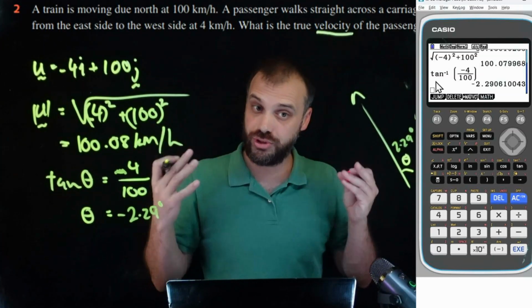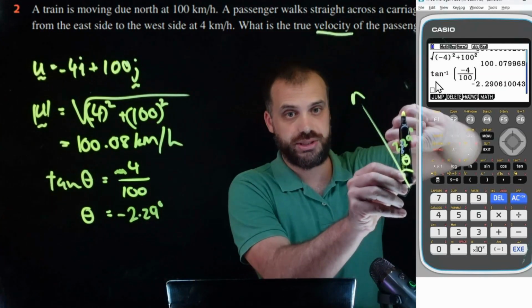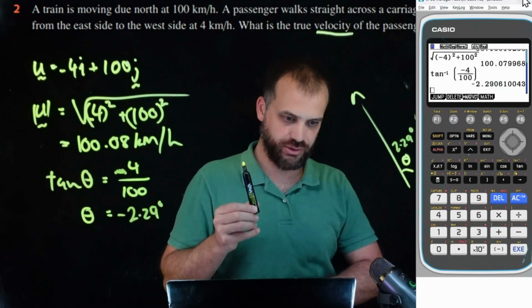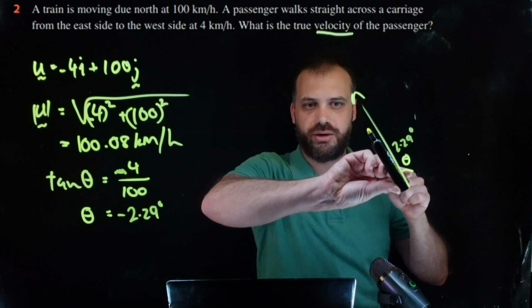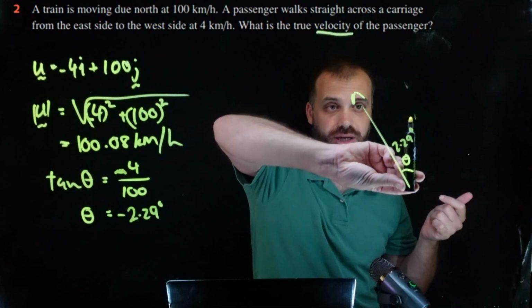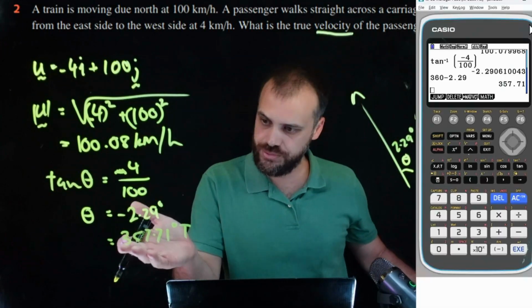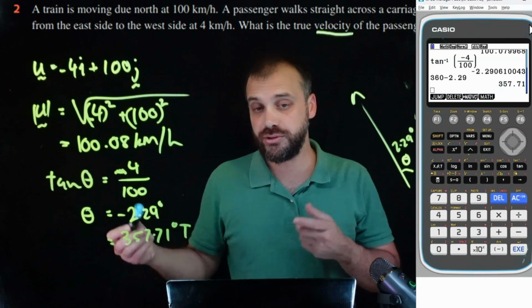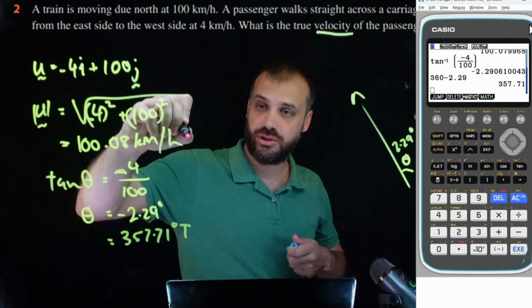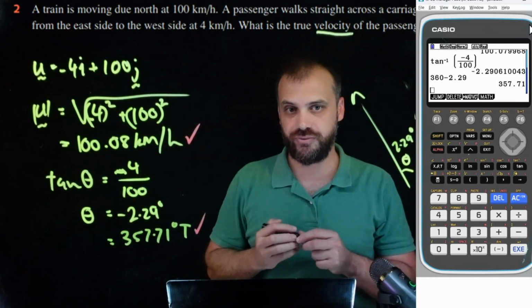But this is the real world, so I don't want 2.29, I want the true bearing. So I start from north and I rotate all the way around. Or I do 360 minus 2.29. Now, that gives me 357.71 degrees true. My final answer would be to write something like a speed of this with a direction of this.